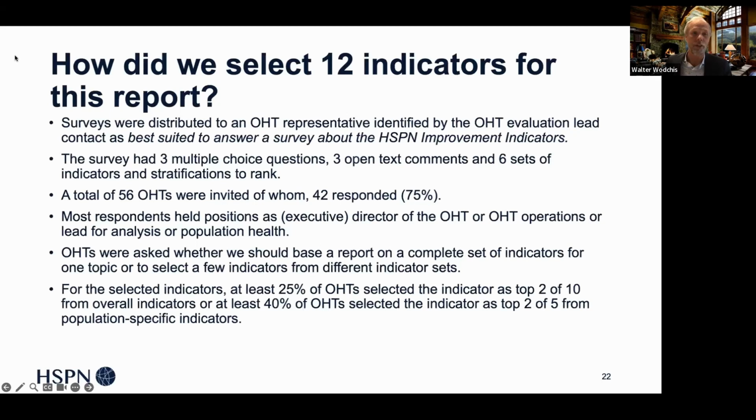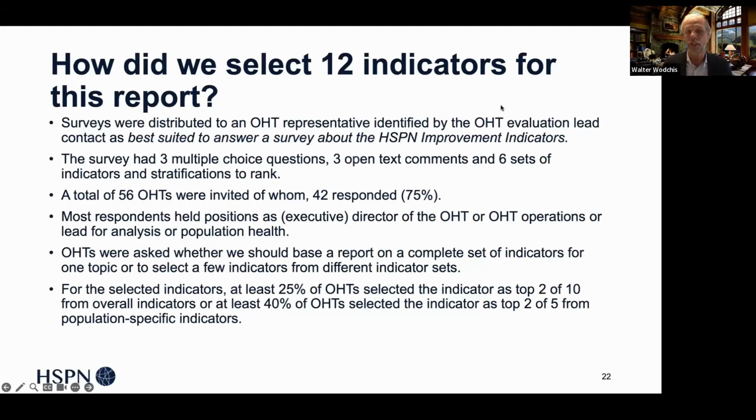And I'm just going to share this around now. So we distributed surveys to an OHT representative. We have an OHT evaluation contact, and we wrote to all of them and said, who is the best person to provide input on the data that we are sending out? And so that might have been the evaluation lead. In some cases, it was somebody else within the team.